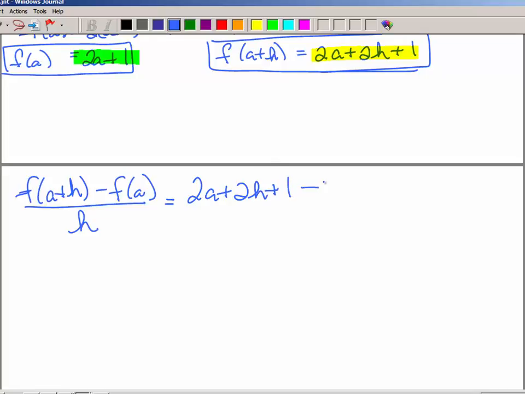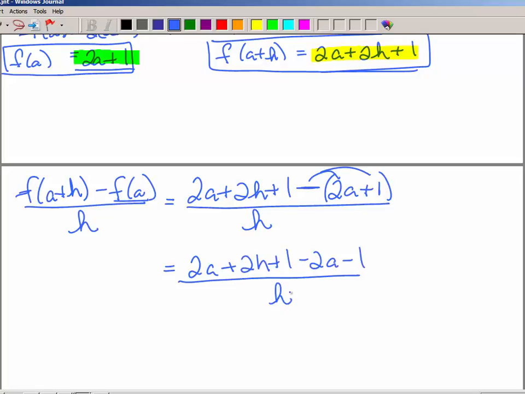You want to subtract, and anytime you have a minus sign you want to be careful, so I want to put parentheses there. Then I'm going to say, well, what's f of a? Well, that's here. That's 2a plus 1, and I want to make sure I subtract all of that, divided by h. Now I am going to go ahead and distribute that minus.